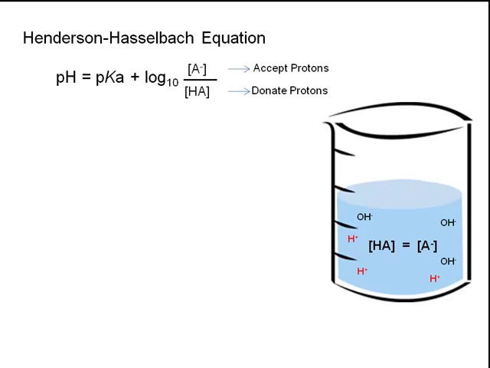So if your acid and your conjugate base are equal, then in this equation, that'll give you pH is equal to pKa plus the log of 1. Now the log of 1 is equal to 0. So when your acid and your conjugate base concentrations are equal, your pH is equal to your pKa.